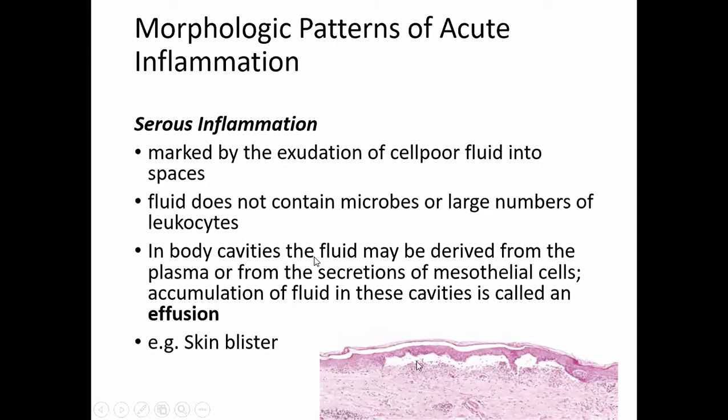Usually in a skin blister under the microscope, when you cut the skin surface, at the blister portion you will see that the epithelium is separated from the underlying tissues. In between there is a clear area, which contains fluid. So the fluid is what appears on microscopic examination. So this is a microscopic picture of a skin blister.